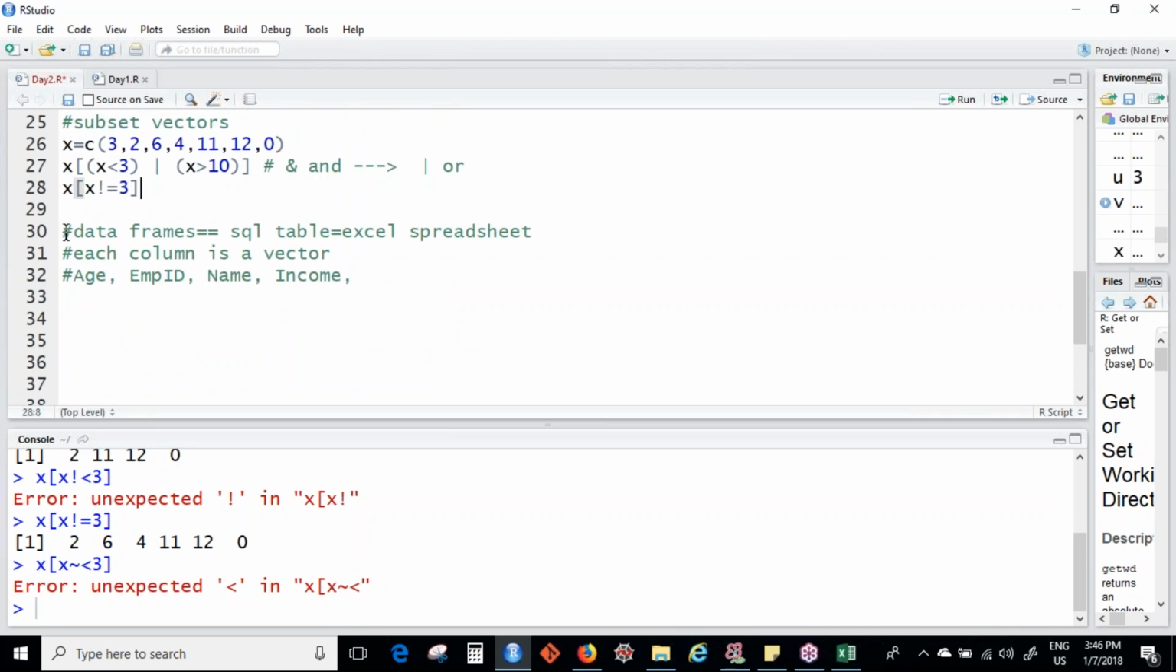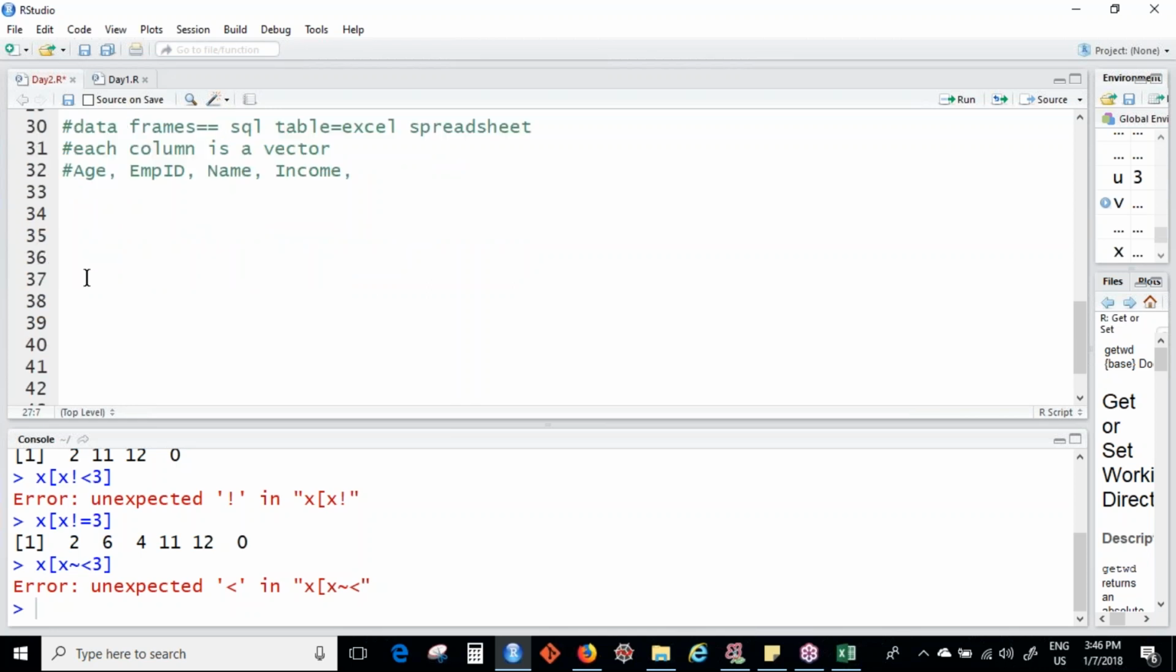We mostly deal with data frames, which will be similar to a matrix in 2 dimensions, but it will have multiple data types. But each column will be of the same data type. So each column is a vector kind of, you can say. You might have age, so all values in age will be floating numbers. All values in employee ID will be numbers. All values in name will be characters. All values in income might again be floating numbers, and so on.